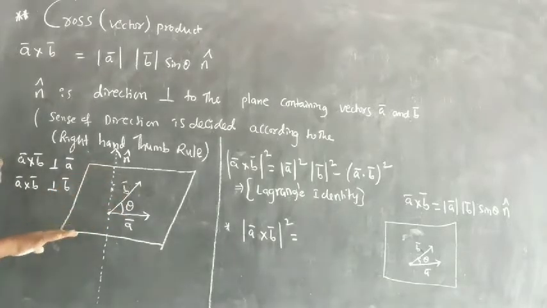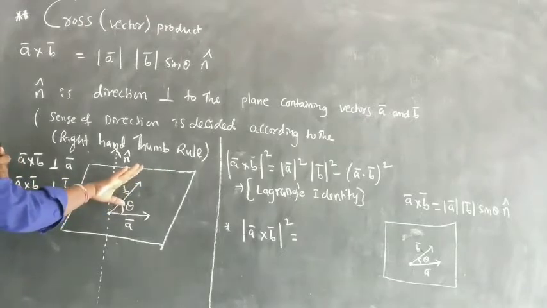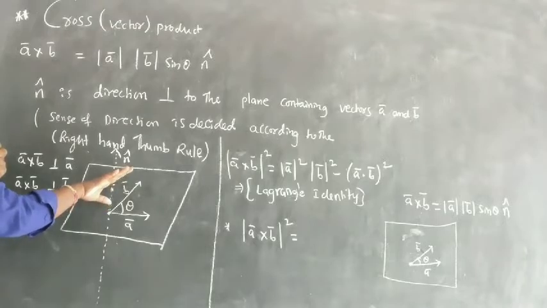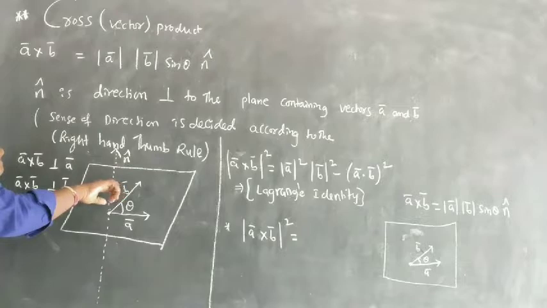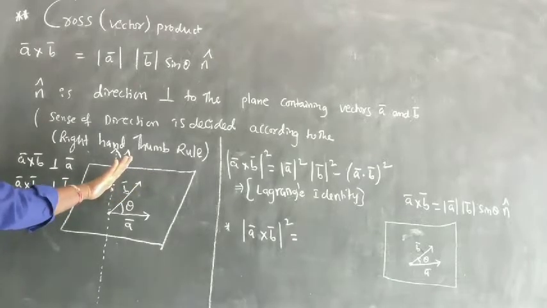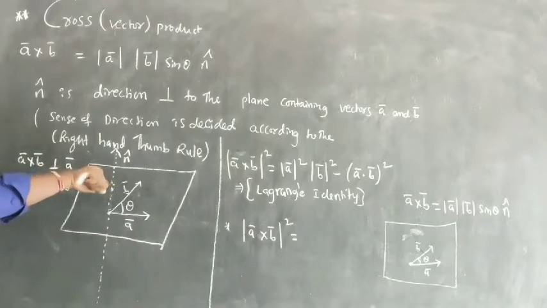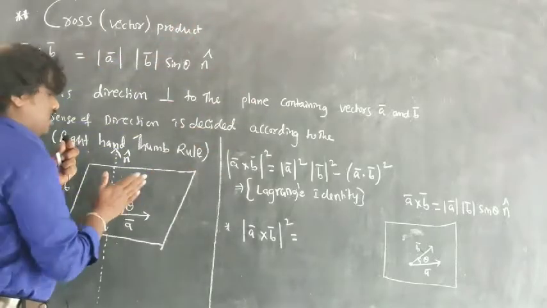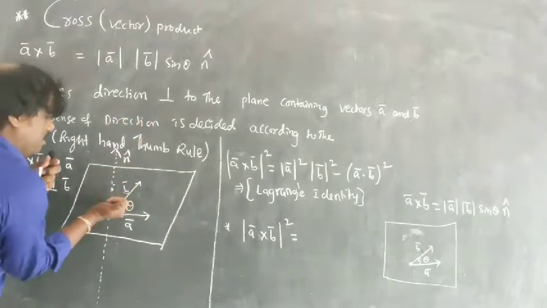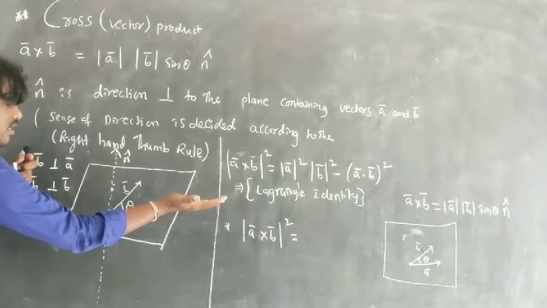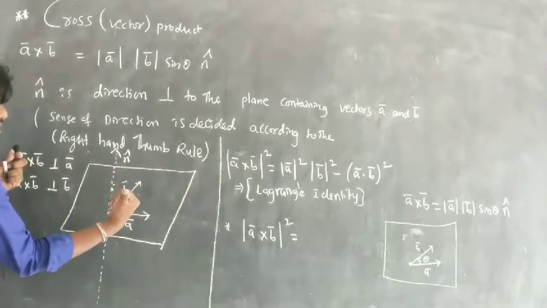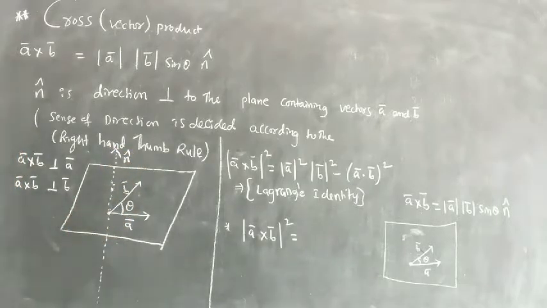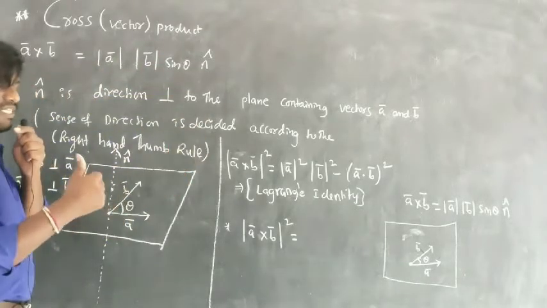Suppose now I want B cross A. From the B side I have to wrap toward A. If this is my hand and this is the B vector, and I close my fingers, my thumb goes back, in the opposite direction. Simply put, if this is the plane with A vector and B vector, A cross B will be in this direction, which is normal to the plane, meaning perpendicular to it.